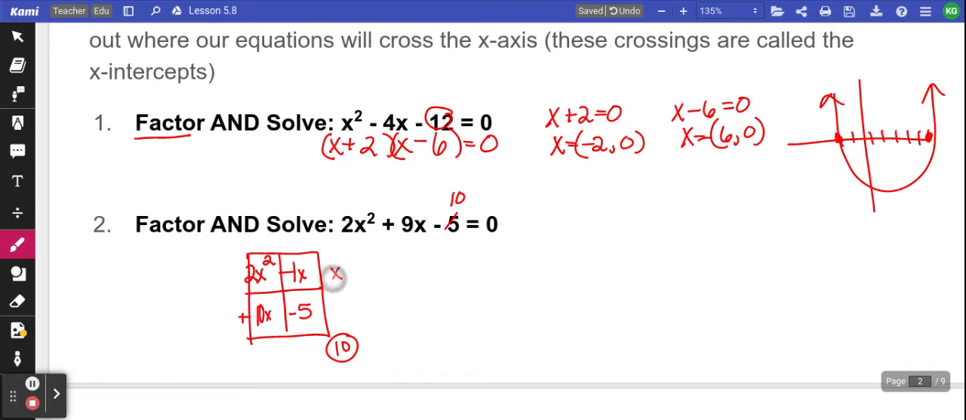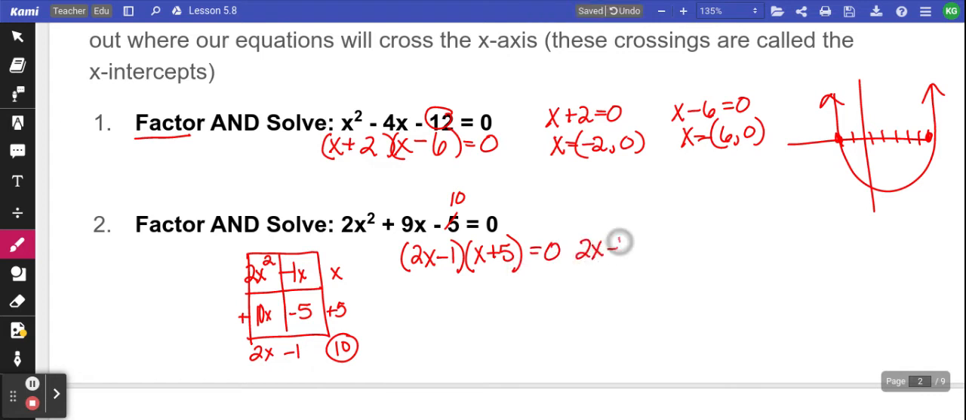So these have in common x. These have in common 5. These have in common 2x. And these have in common 1. So my factors are 2x minus 1 and x plus 5. I'm going to set those equal to 0 each.